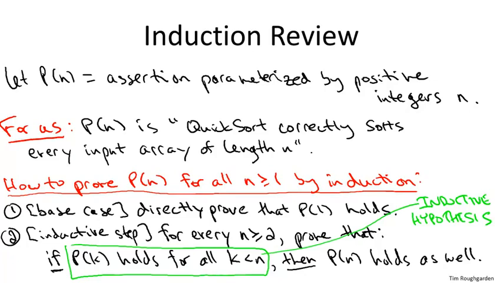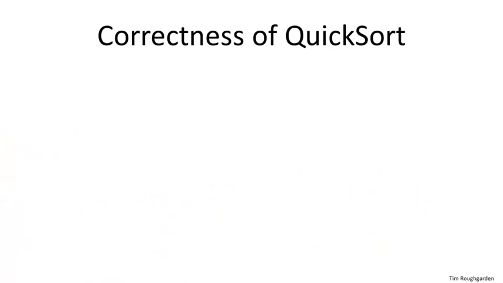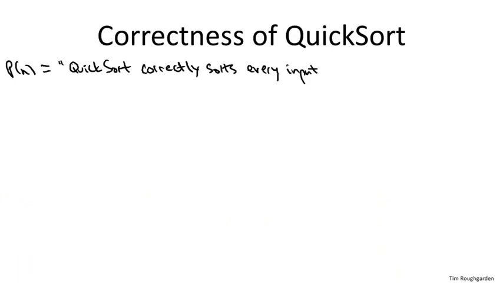Now let's instantiate this proof format, this type of proof, for establishing the correctness of quicksort. So let me write again what is the assertion we care about. Our definition of P of n is going to be that quicksort is always correct on arrays of length n. And of course, what we want to prove is that quicksort is correct no matter what size array you give it. That is, we want to prove that P of n holds for every single n at least 1. So this is right in the wheelhouse of proofs by induction. Okay? So that's how we're going to establish it.